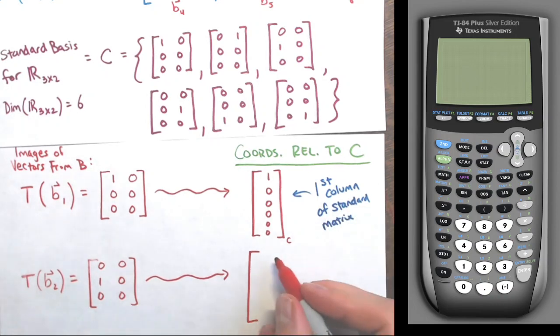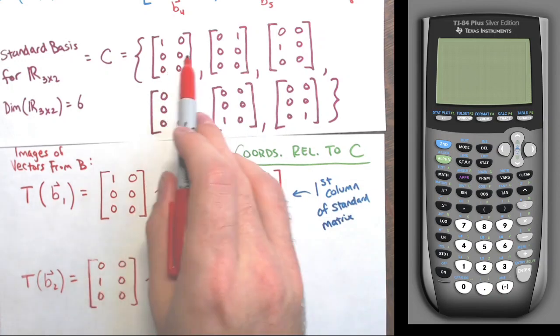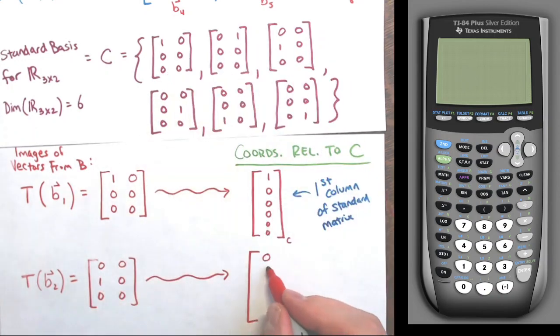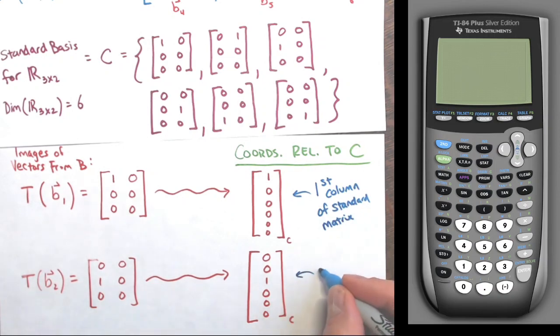Then this will be the second column. So again, none of these first two, 1 of the third one, so 2 zeros, then a 1, then 3 zeros. Again, it'll be 6 components, that's dimension 6. And this will be the second column of my standard matrix.